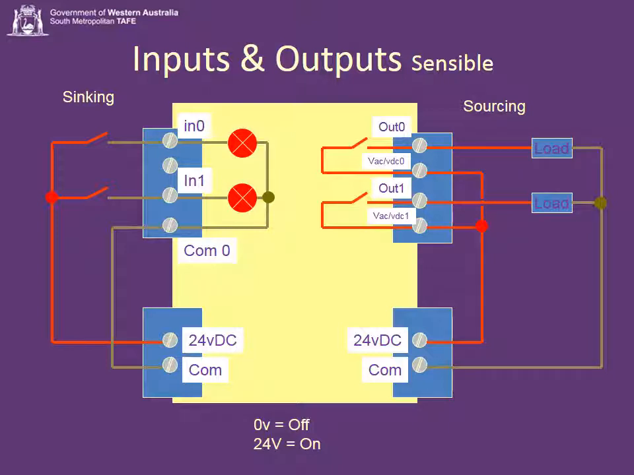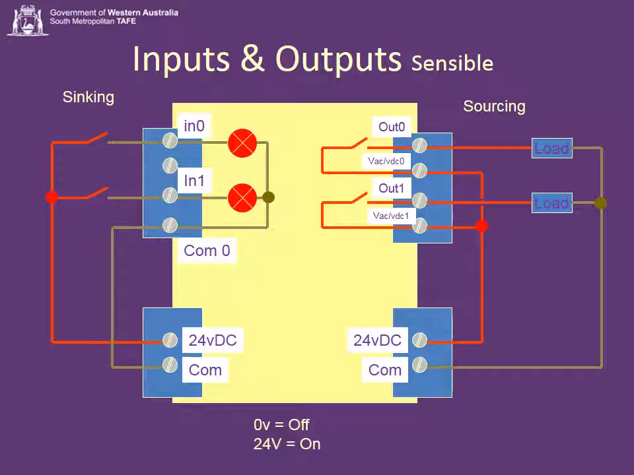So, here we have inputs and outputs arranged in what I call the sensible arrangement. The inputs are sinking. Basically, there's 24 volts, goes out to a switch, and when that switch closes, 24 volts is presented to the input screw. That then sinks because the input screw is connected to the common or 0 volts, and that sinks the input.